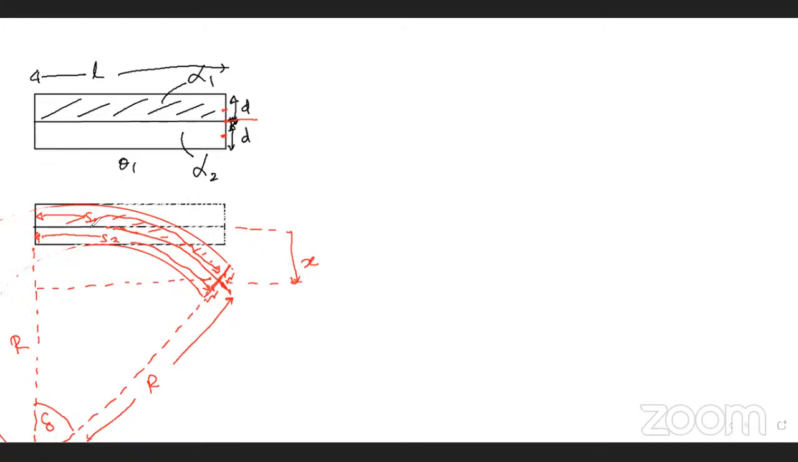Alpha 1, this is alpha 2. S1 corresponds to the arc length for alpha 1. The other one, S2, is this. So you can write this as S equals R theta.